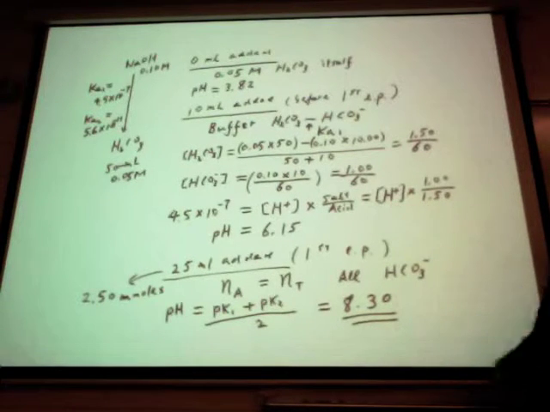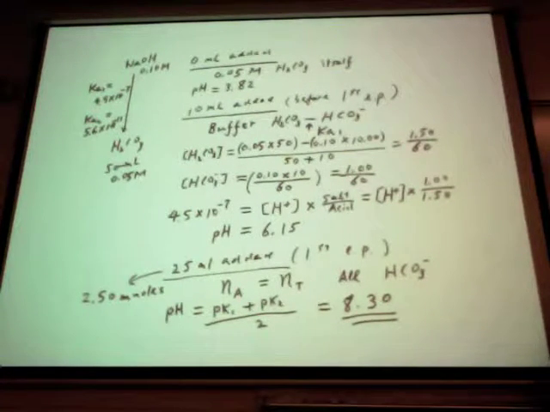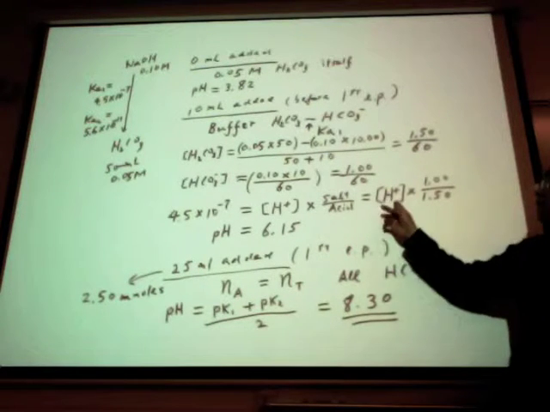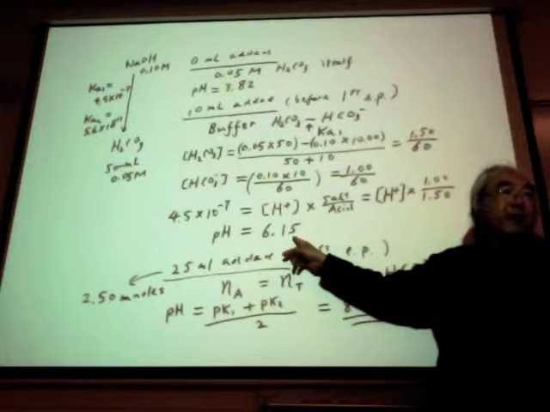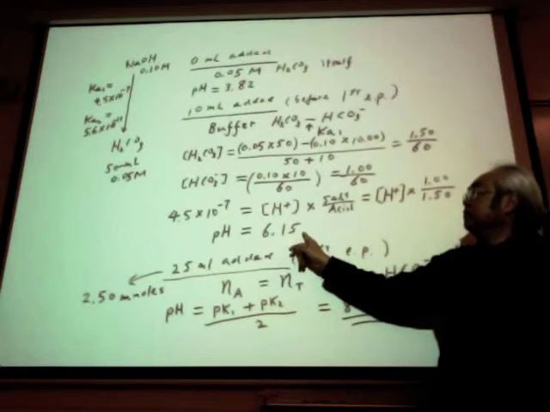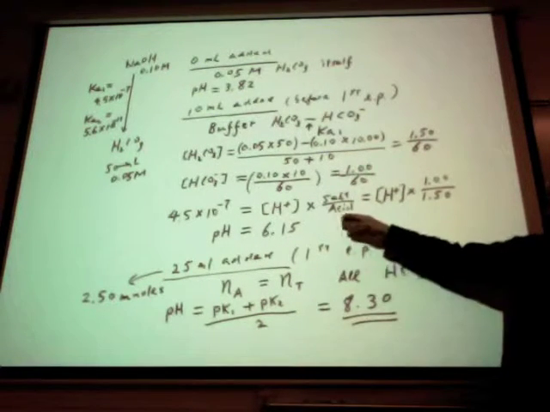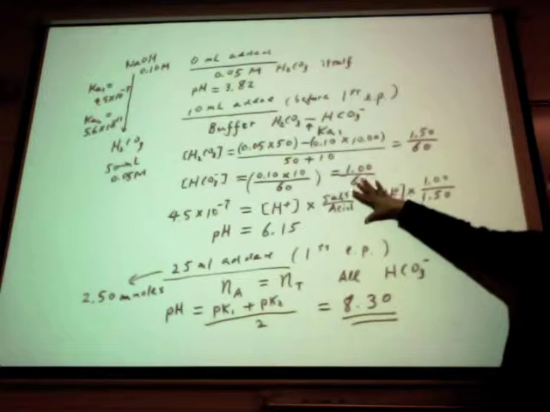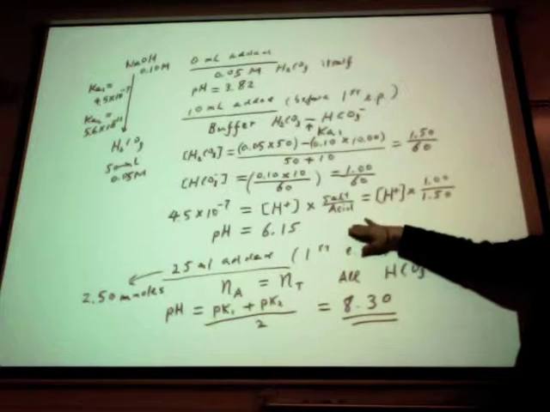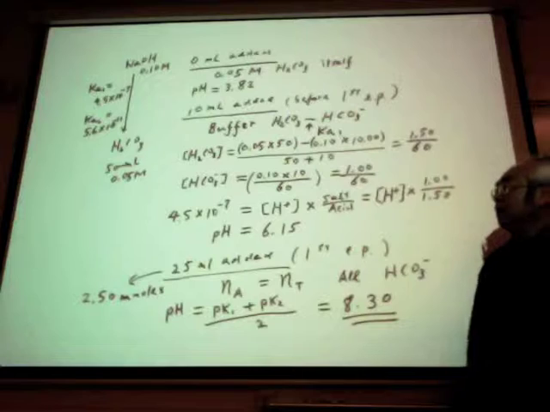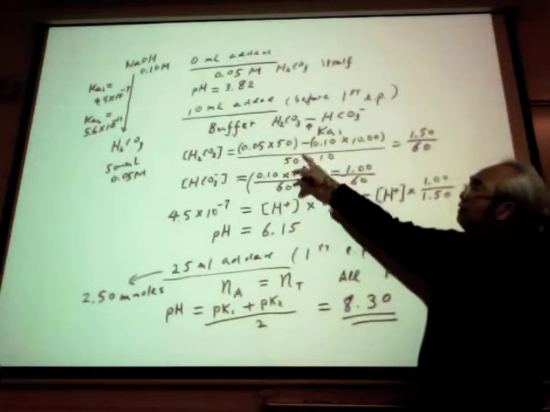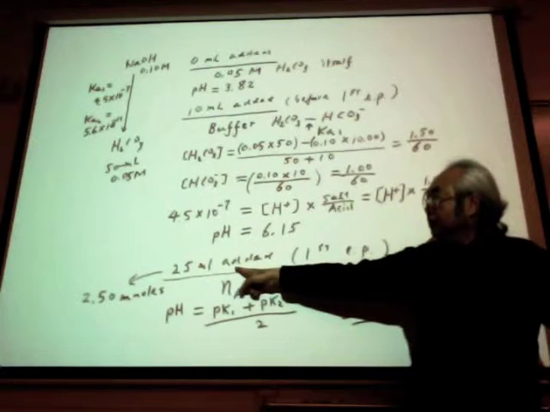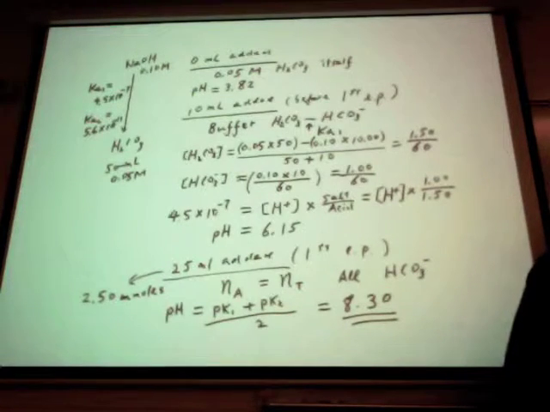The volume is going to cancel because it's in the same mixture. So solving for H+ and taking the minus log, you get a pH equal to 6.15. Any question for this region? Then you just add until you reach 25 mL.